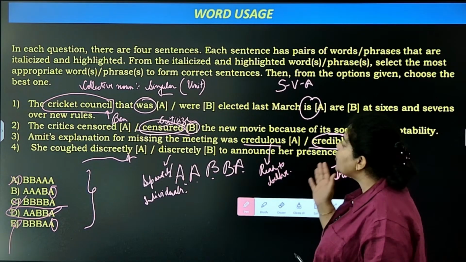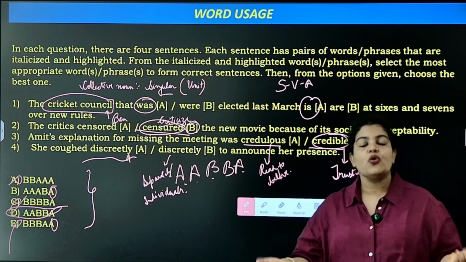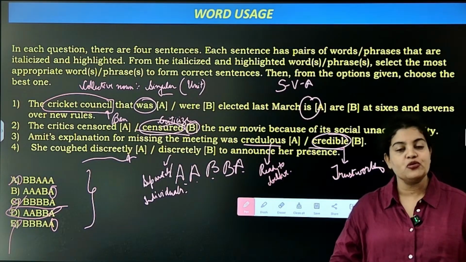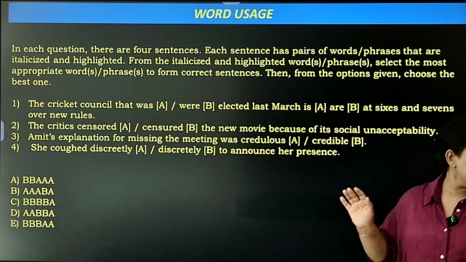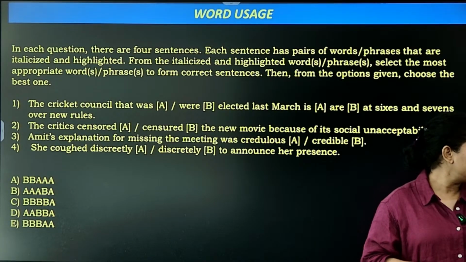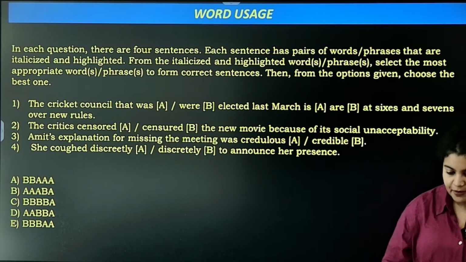So this is how you get the questions on tricky words. If you know the meanings, you will be able to do this. If you don't know the meanings, you'll be trapped in this sense. Okay, so I hope this is clear. Any doubts, any queries so far in this question type, right?